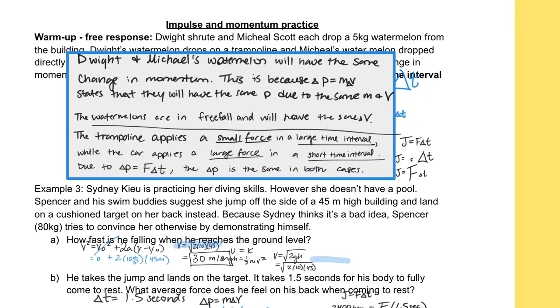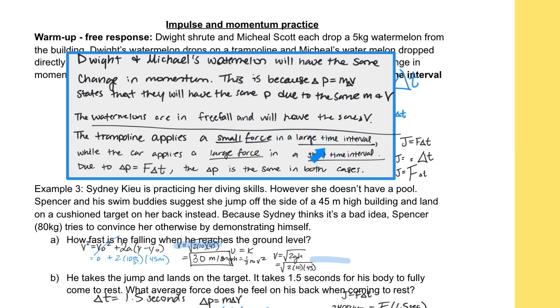So we figured out that Dwight's and Michael's watermelon will have the same change in momentum. Y'all remember that from yesterday? Due to p equals mv, both watermelons have the same mass and velocity, and because they have the same mass and velocity, they will have the same momentum. Both watermelons are in free fall, therefore they will have the same change in velocity as they are falling.